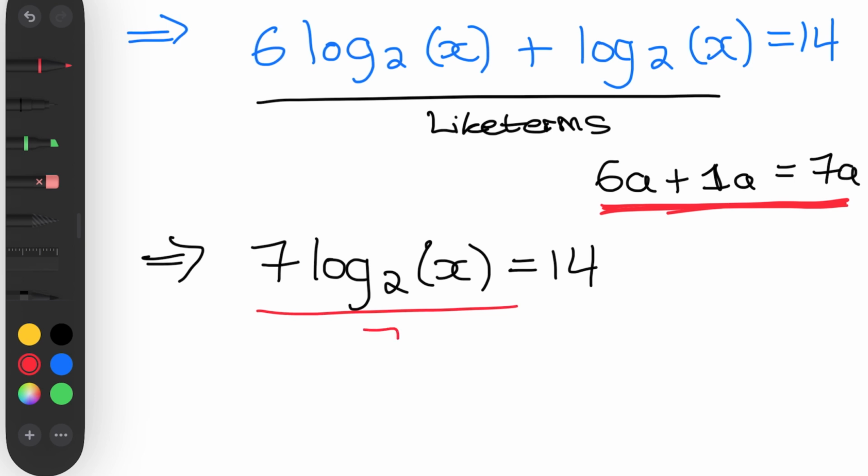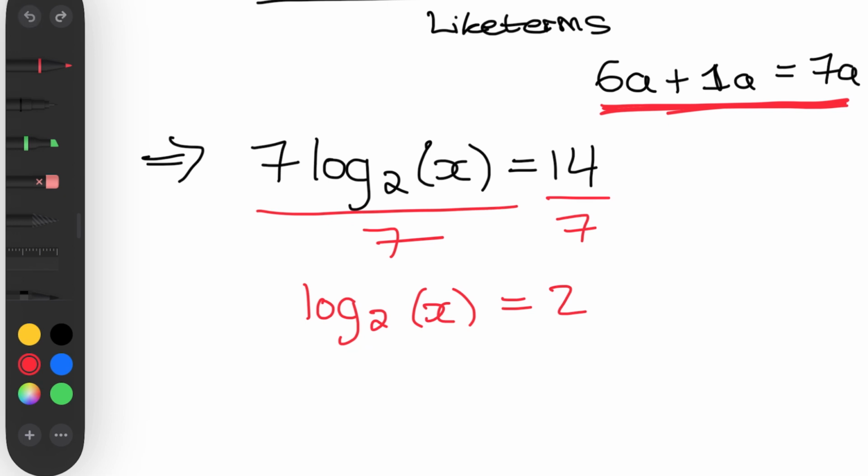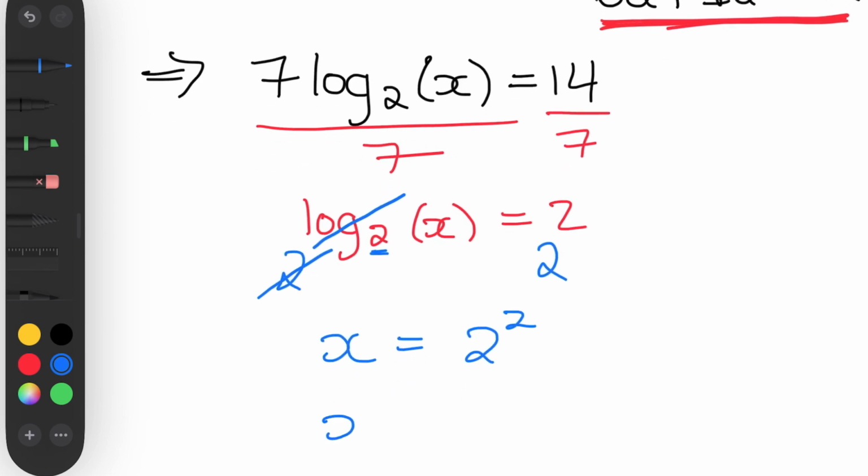Now we're going to divide by 7 on both sides, and we're going to have log to the base 2 of x is equal to 14 divided by 7, which is simply equal to 2. And now in order to remove the log, all I do is use a base of 2. What I do on the left hand side, I must also do on the right hand side. And the base of 2 will cancel out with log of base 2. And I'm going to get x is equal to 2 to the power of 2. And 2 to the power of 2 is simply equal to 4.